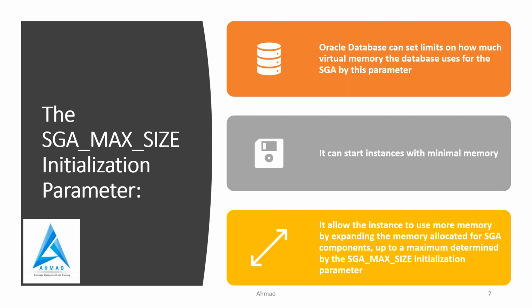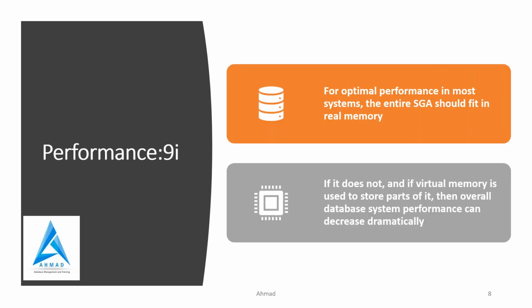As I said, SGA_MAX_SIZE is the parameter which bounds the total value of the SGA, and it allows the instance to use more memory by expanding the memory allocated for SGA components up to a maximum determined by the SGA_MAX_SIZE initialization parameter. For optimal performance in most systems, the entire SGA should fit in real memory. So this is the DBA's work to take care of, because if paging and swapping happen in your database, that is very harmful for your database.